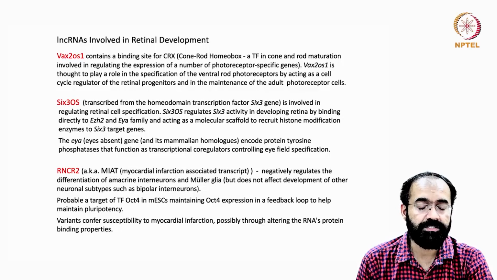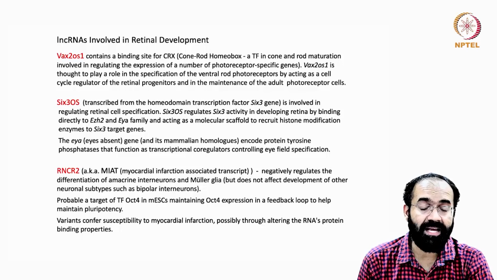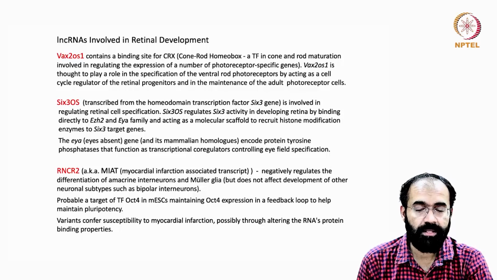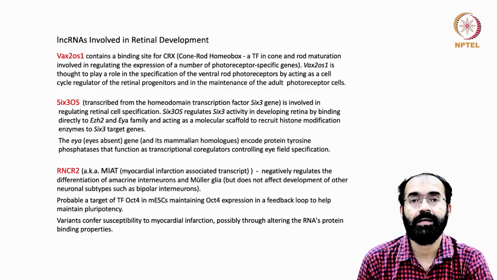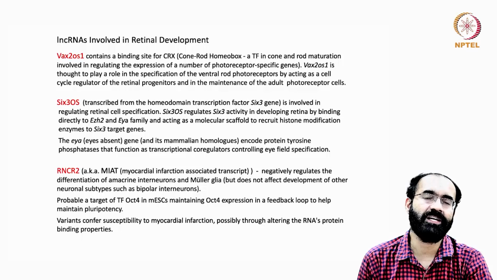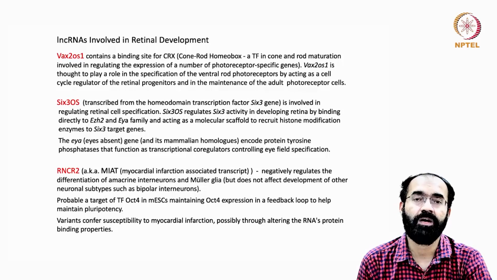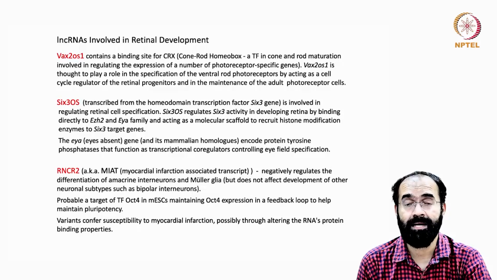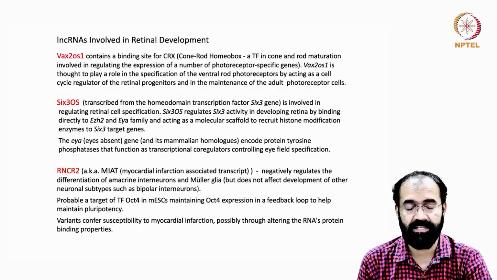ncR2, which is also known as myocardial infarction associated transcript, MIAT, and it negatively regulates the differentiation of amacrine interneurons and Muller glia, but it does not affect the development of other neuronal subtypes such as bipolar interneuron. Retina has got a bunch of neurons, like rods and cones are the photoreceptors, and Muller glia is one of the glial cell types, and you have got horizontal, amacrine and bipolar cells, and lastly you have the ganglion cells. So this forms the retinal structure.